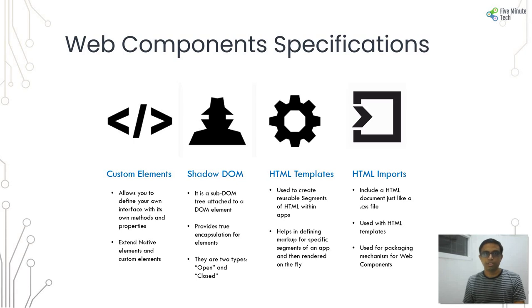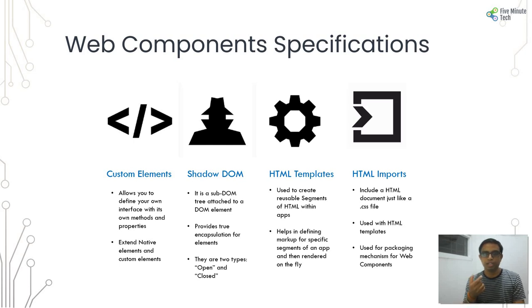Shadow DOM is one of the major specifications. It is like a sub DOM tree which is attached to the DOM element, the one which is rendered in the browser, and provides true encapsulation for your elements. There are 2 types of it, open and closed. We'll be talking about that. HTML templates are used to create reusable segments of HTML within apps.